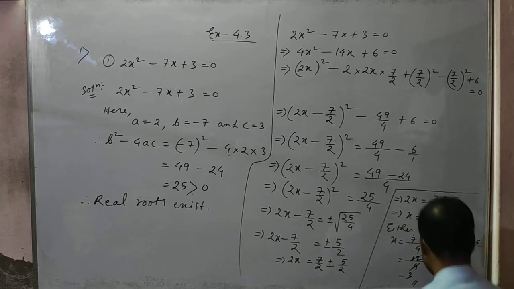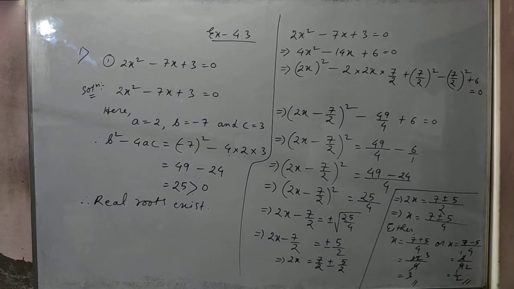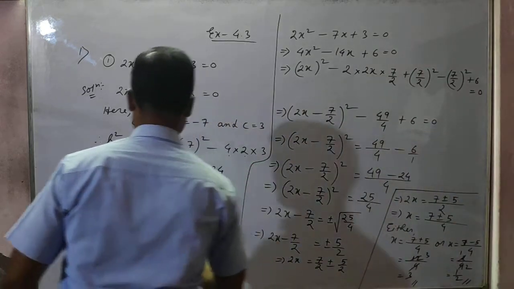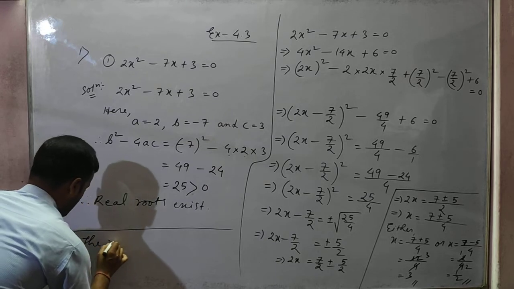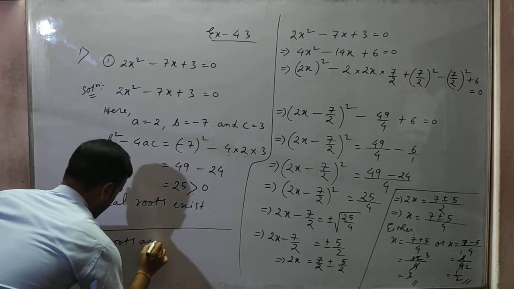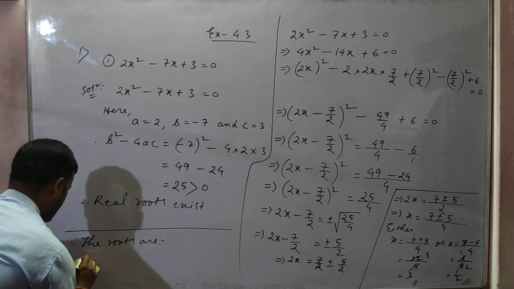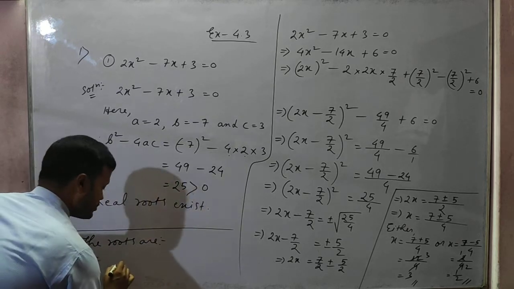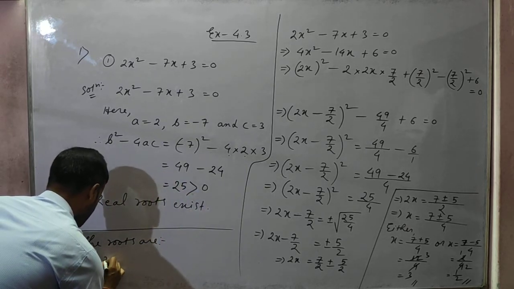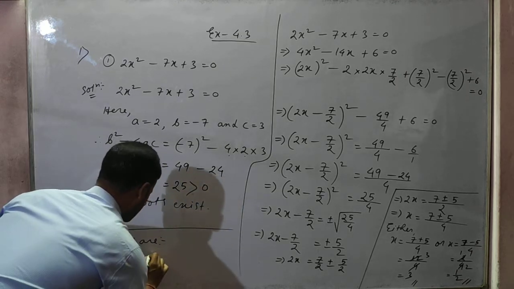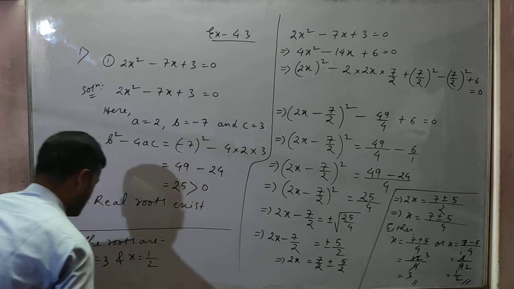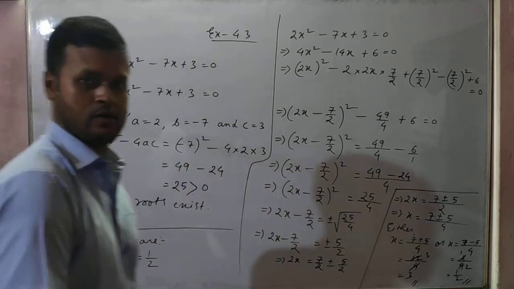By 2, okay. Therefore, you will write the last line: therefore, the roots are x is equal to 3 and x is equal to 1 by 2. Okay, okay students.